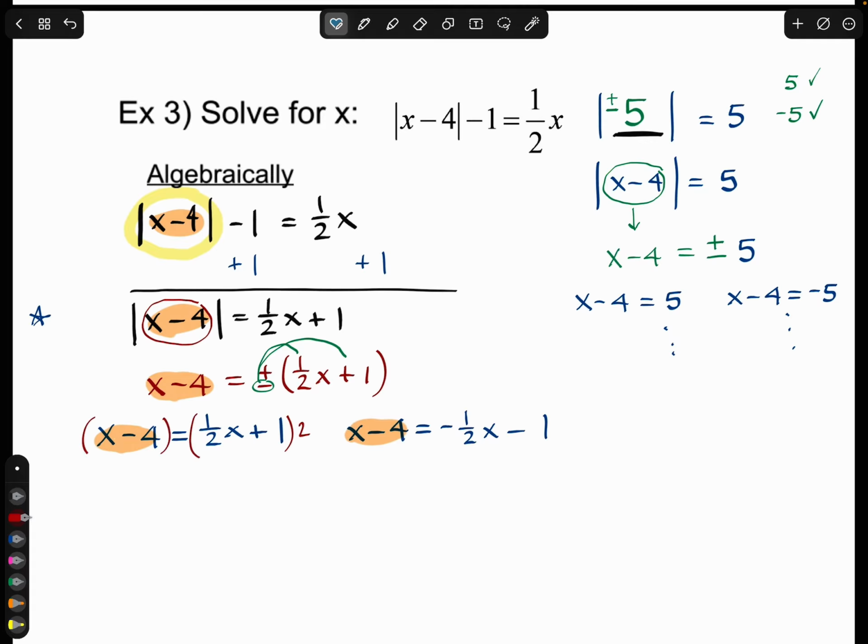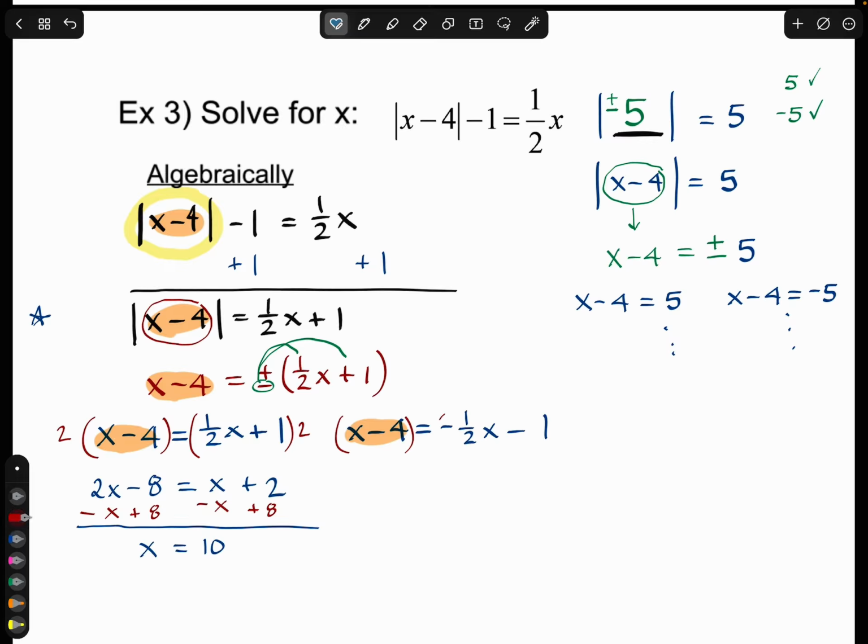Now, however you want to solve it, for me personally, I would just go ahead and multiply both sides by 2 because I don't want to deal with the fractions. So I'd have 2x minus 8 is equal to x plus 2. And then I would just finish solving. Subtract x, add 8, and we're looking at x is equal to 10.